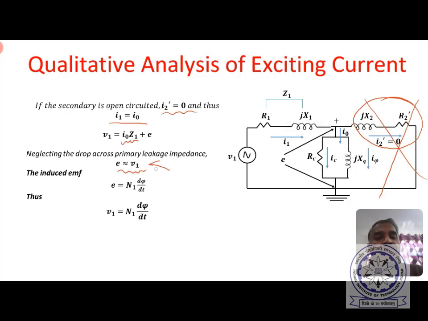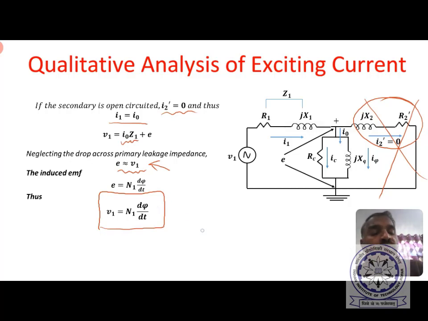So the induced EMF E equals N1 d phi by dt. Thus V1 is equal to N1 d phi by dt, of course neglecting the losses. So V equals N d phi by dt.